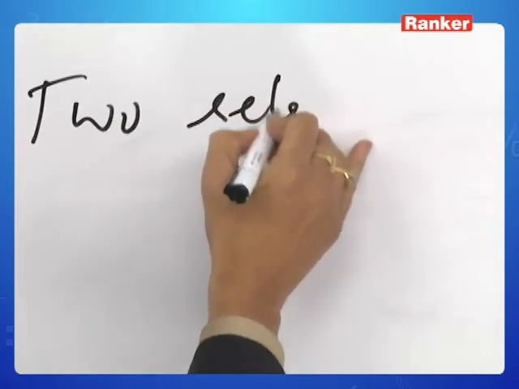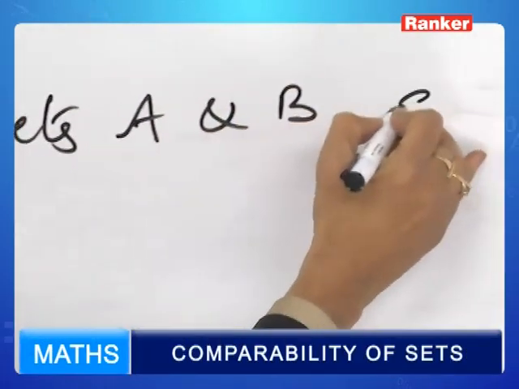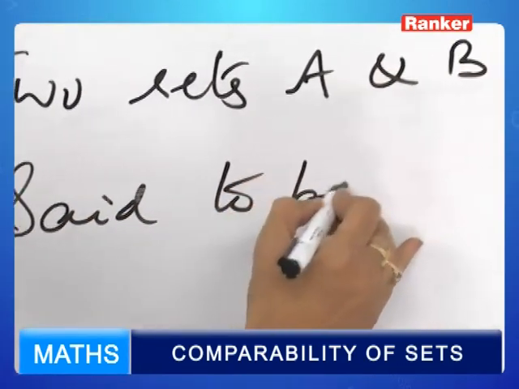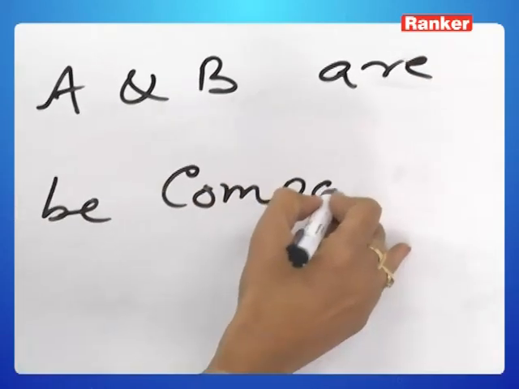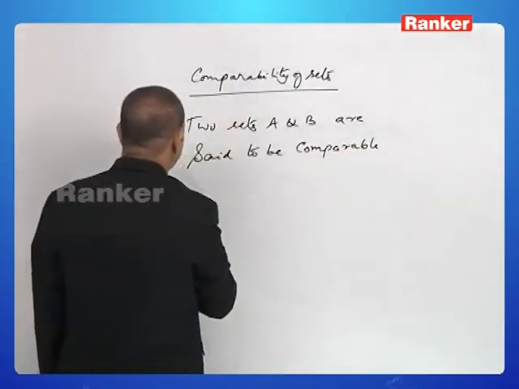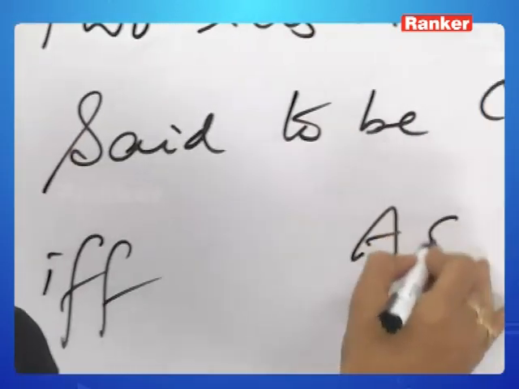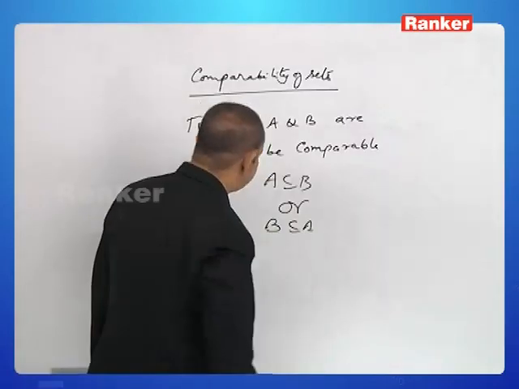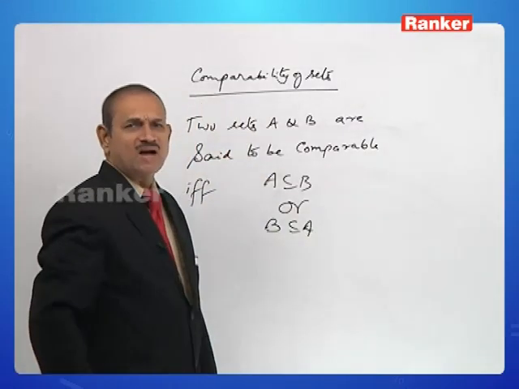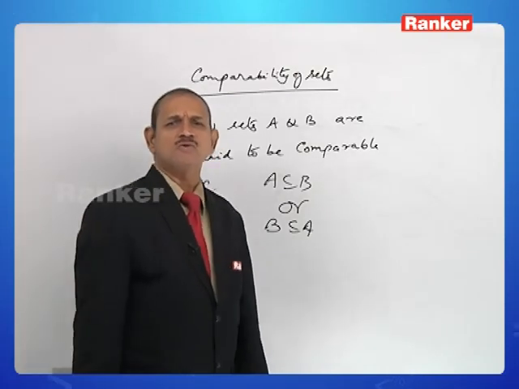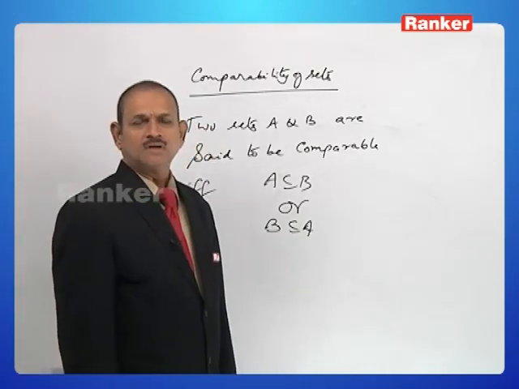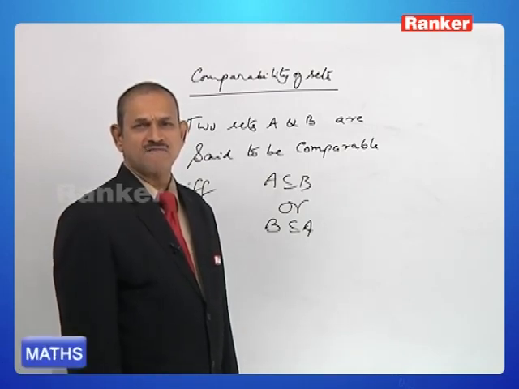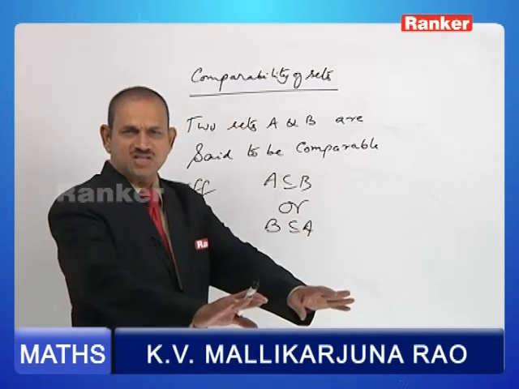Two sets A and B are said to be comparable if and only if A is a subset of B or B is a subset of A. One of them should happen. Unless or otherwise, it is just not possible to compare them. In such a case, that is, if A is not a subset of B and B is not a subset of A, then A and B are just incomparable.